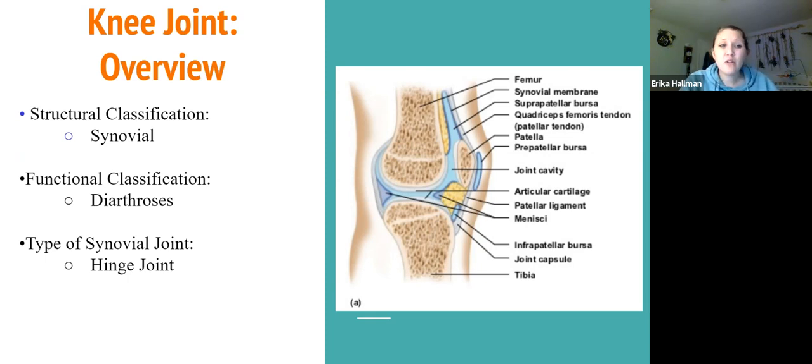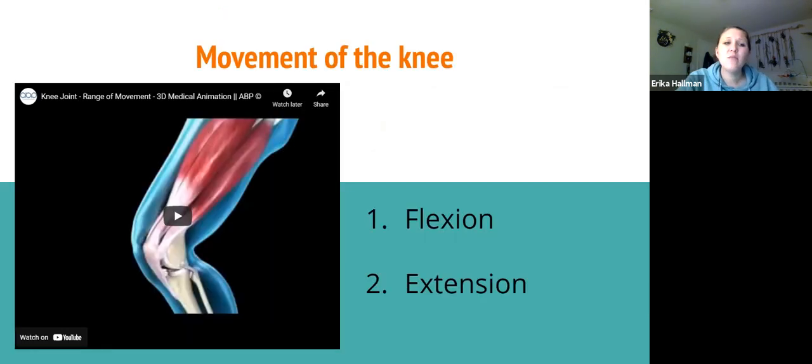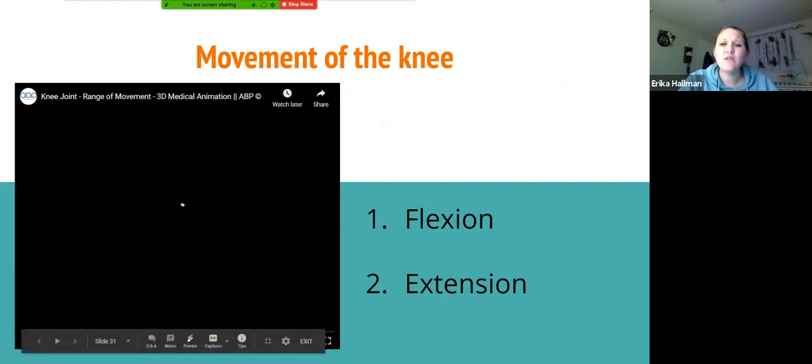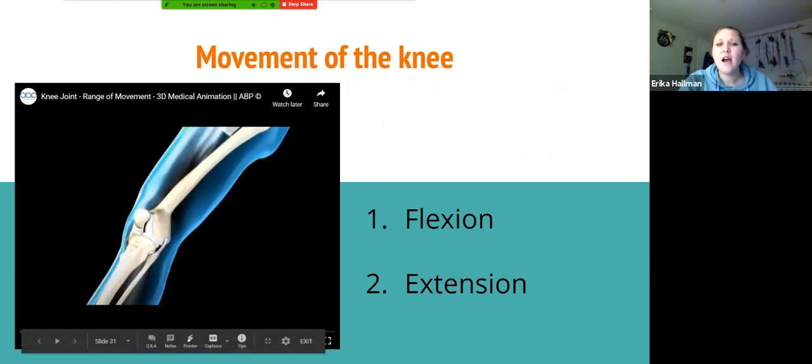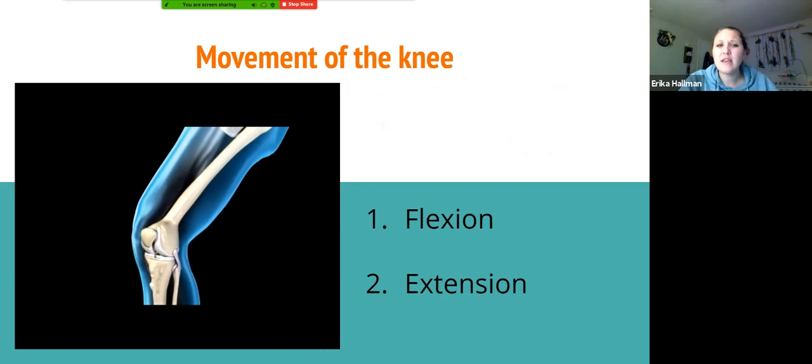It's a synovial joint. It's classified as a diarthrosis, which means that it's able to move in 2 ways. And then it is a hinge joint. So we can see that the movement of the knee is that it's going to flex and extend. So we can see that very classic hinge joint.